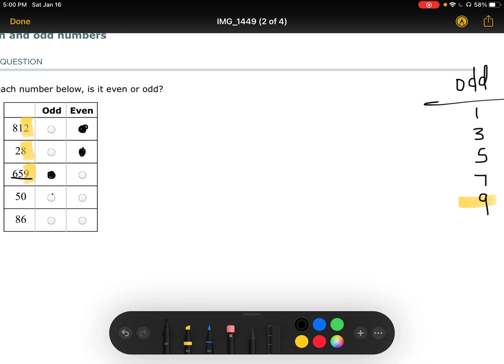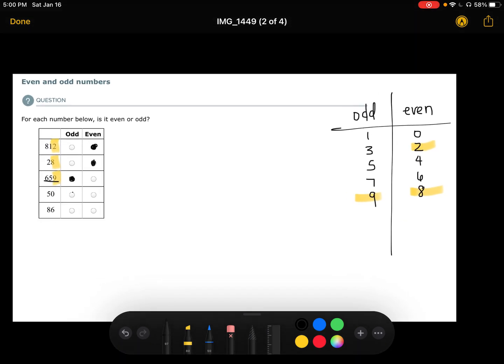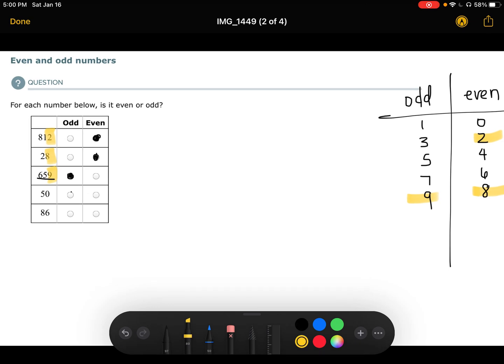Okay. Now, 50. I know that ends in a 0. My 0 is in the even list. So I'm going to put that there. And then my last number is 6. And that is in my even list. And that number is right there.